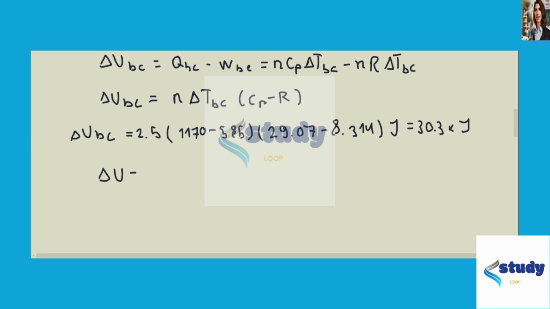Therefore, finally, delta U equals 15.15 kilojoules plus 30.3 kilojoules. And the final value is delta U equals 45.45 kilojoules. This ends the last part of this problem, and we have evaluated everything that the problem asked us to evaluate.